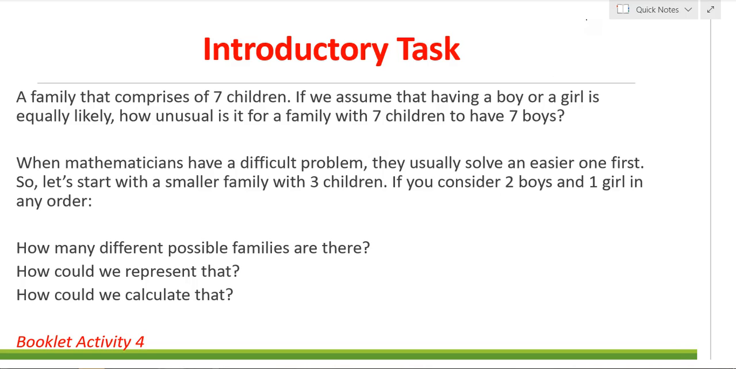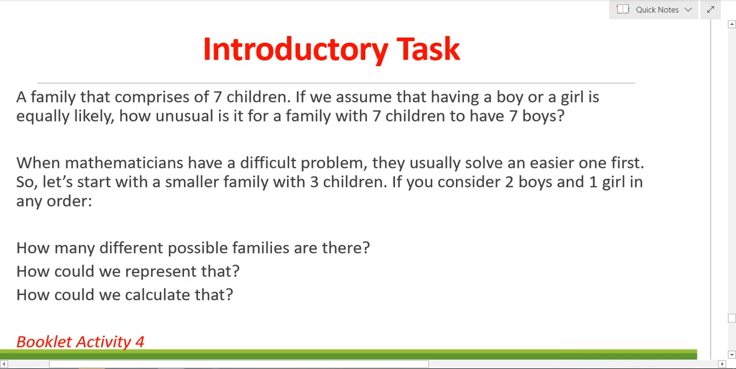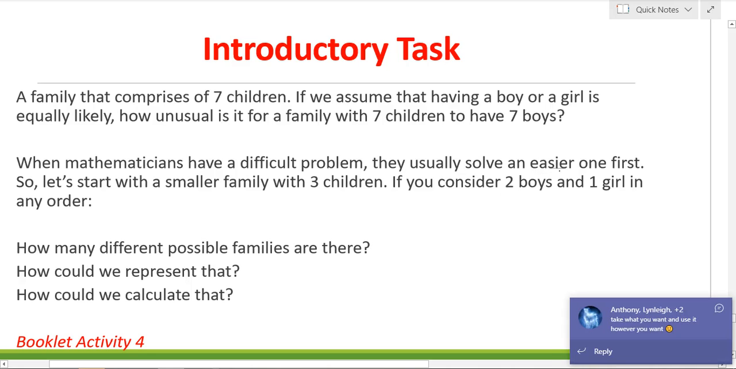Anyway, so if we assume that having a boy or a girl is equally likely, how unusual is it for a family with 7 children to have 7 boys? Okay, so we're going to try and figure that out. What is the chance of a family having 7 boys? When mathematicians have a difficult problem like this, they usually have to solve either an easier one first.